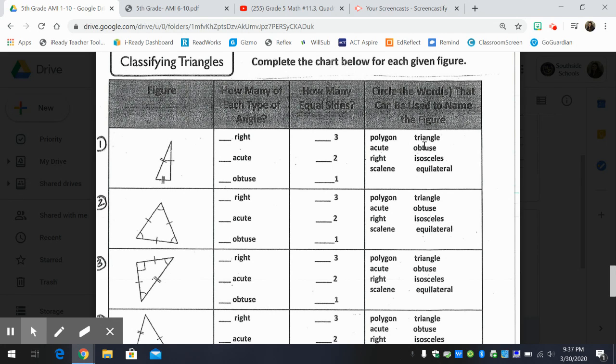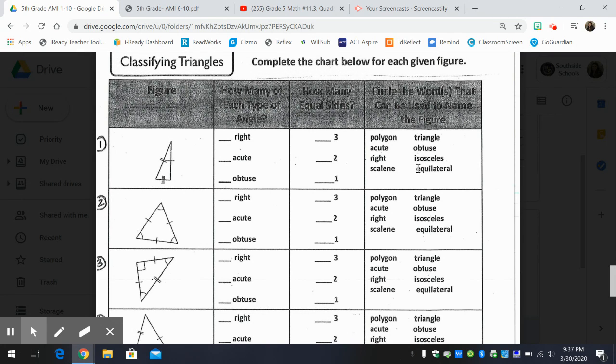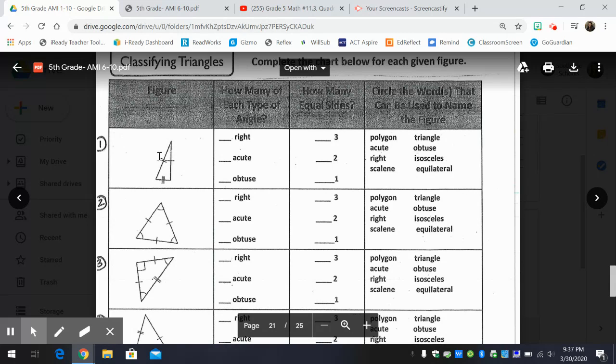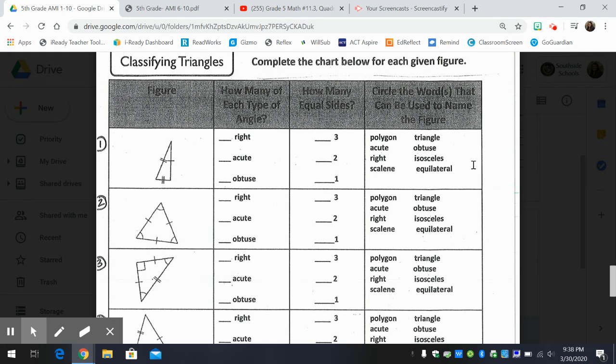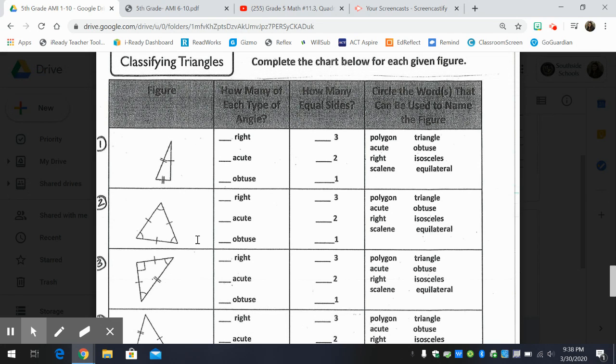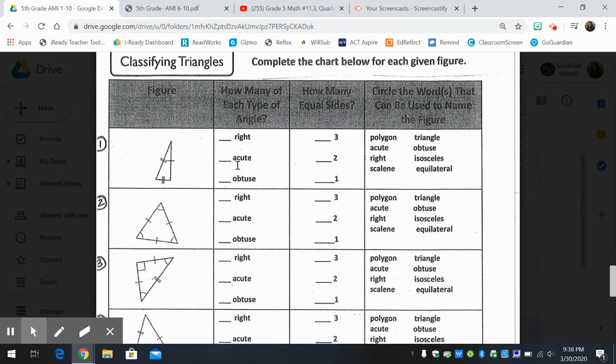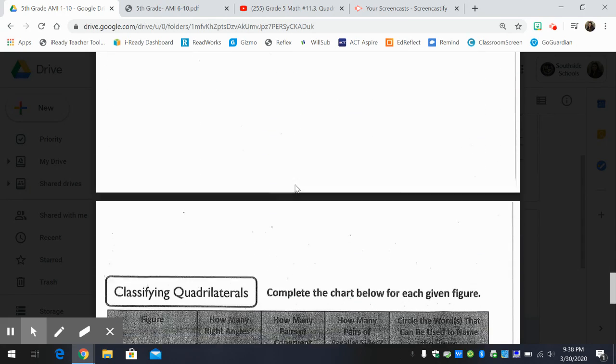Again, right, acute, obtuse are all talking about the angles. And then isosceles, equilateral, and scalene are talking about the sides. So that depends on how many equal sides it has. If it has all 3 equal sides, it's going to be equilateral, hence equal. Isosceles means that it has 2 equal sides, and then scalene means that none of them are equal. So you want to circle all of the words that classify the triangle to the left. Okay, and you're going to do that with that entire page.